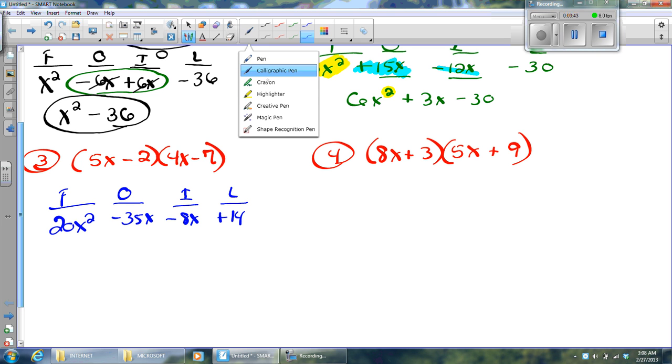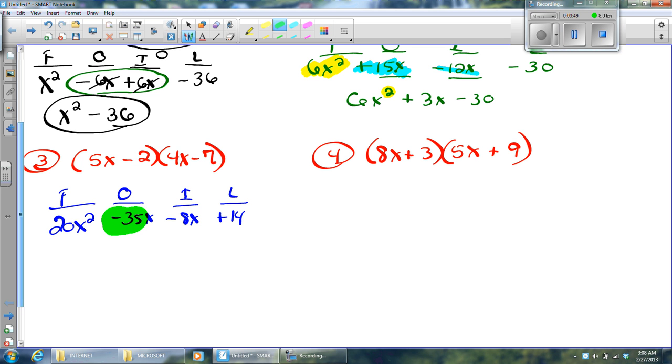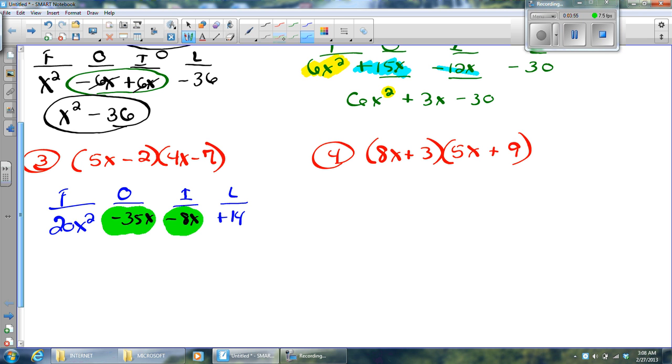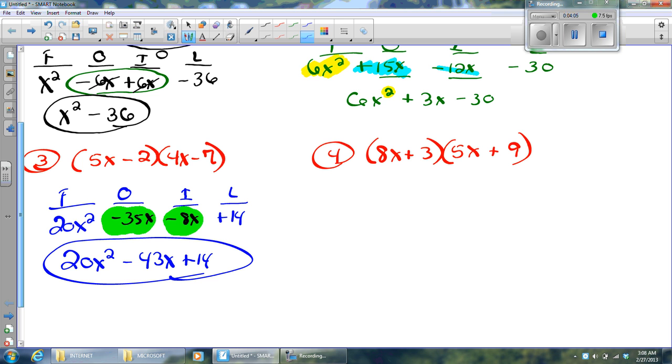Looking for like terms. Do I see any like terms? Like terms, like terms, like terms. I got a -35x and a -8x. Ooh, I found some like terms. I feel so special. All right, I got 20x squared minus a 43x plus a 14, and there you go. I'm very good at the little f word, I have to tell you this. Although I have had years of practice, I'm sure you can get very good at it too.